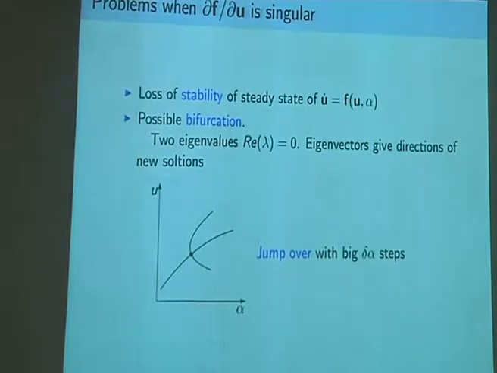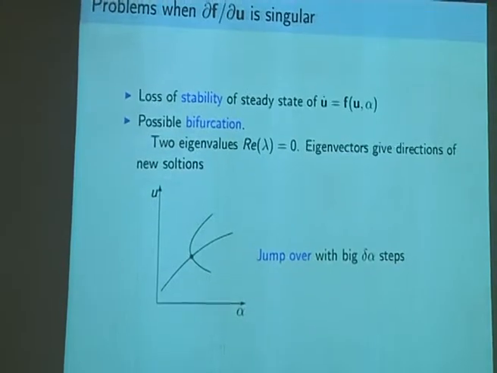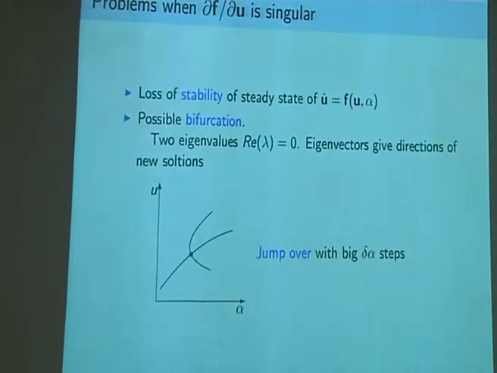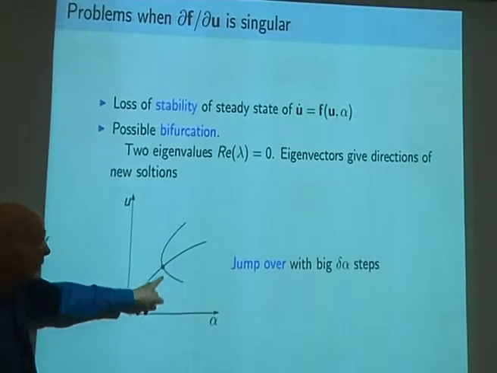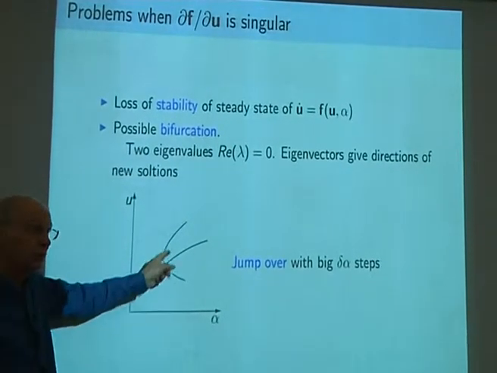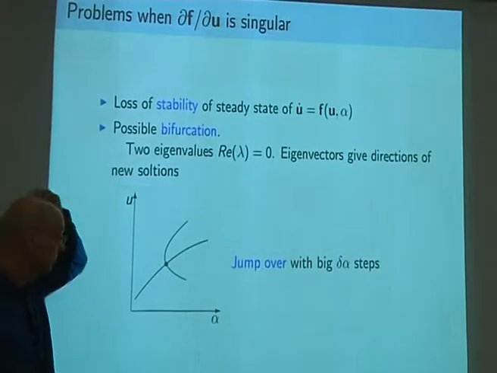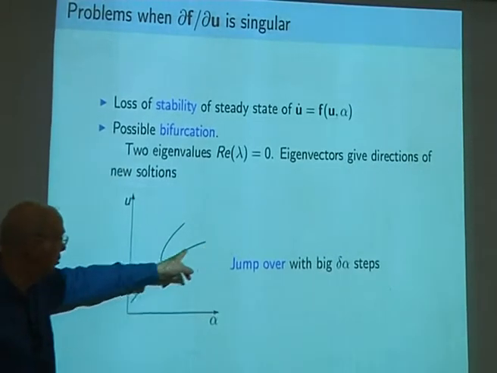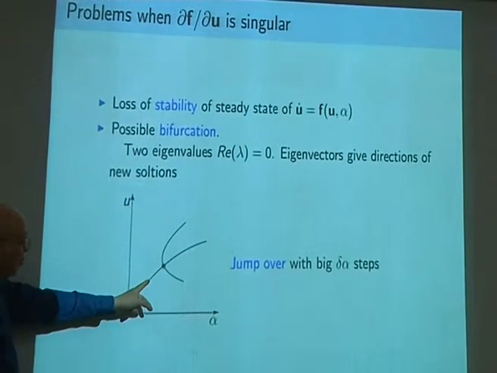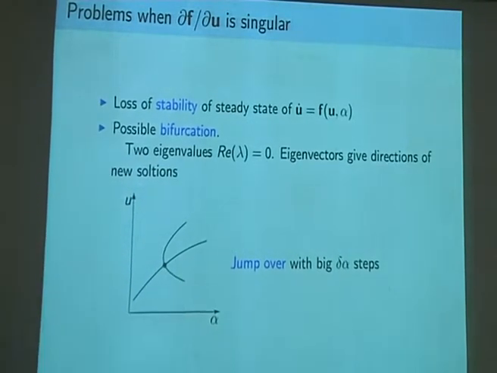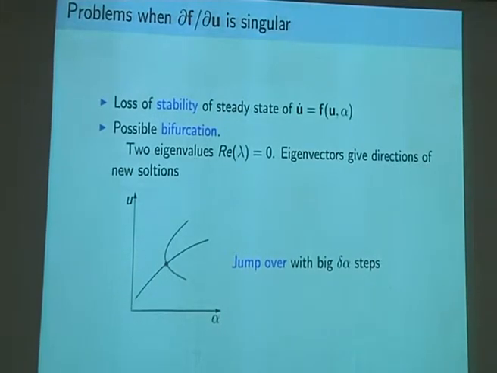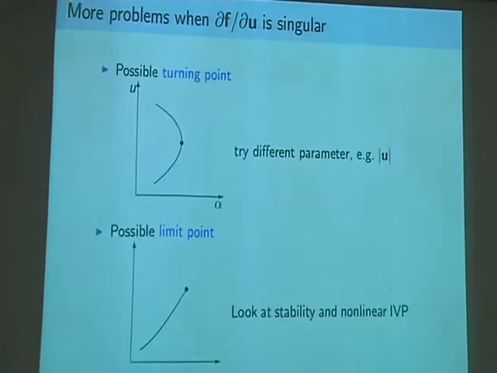So while the Jacobian is singular, that means there is an eigenvalue of the matrix which is 0. The eigenvectors tell you the directions of the new solutions. So the eigenvectors tell you where to go looking for new family of solutions. If you want to keep on this solution, which will be unstable, you can jump over it by taking a big jump in delta alpha. Okay, so one thing is there might be a bifurcation.